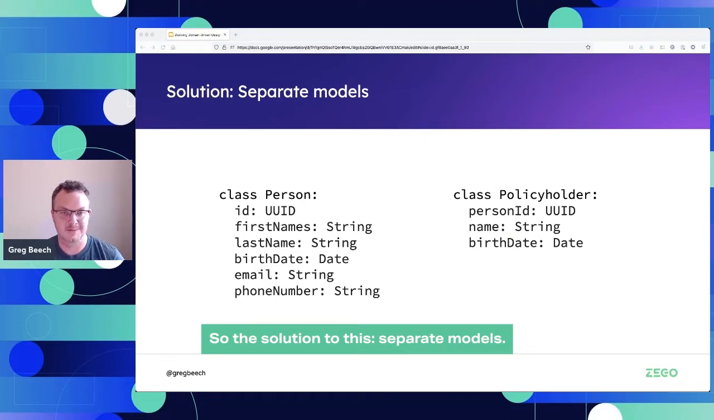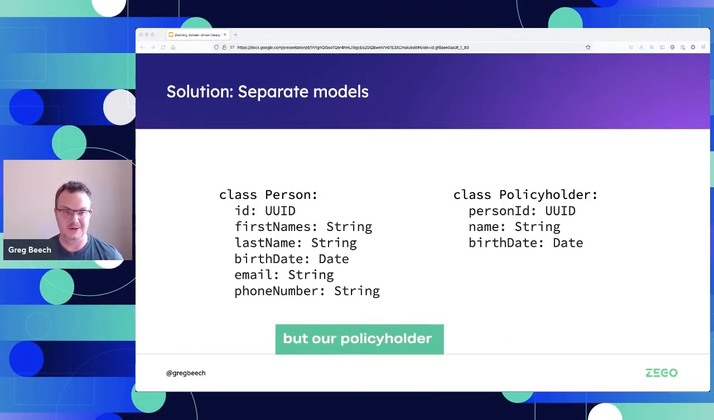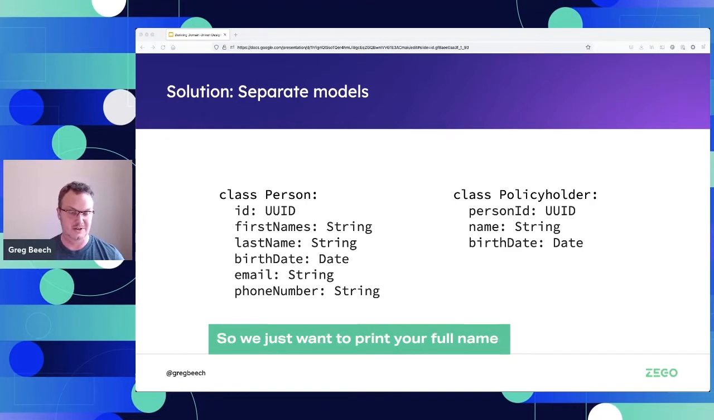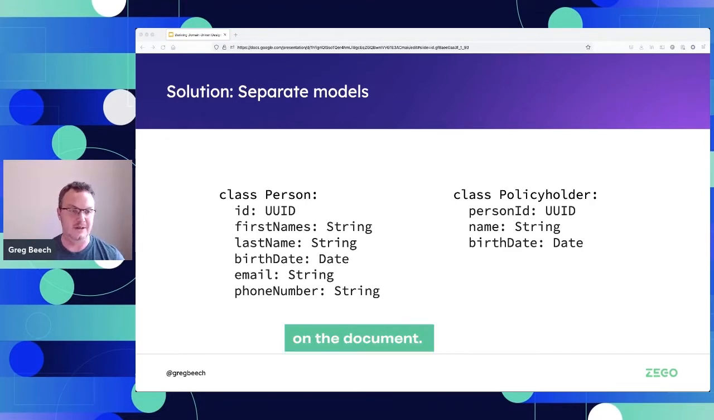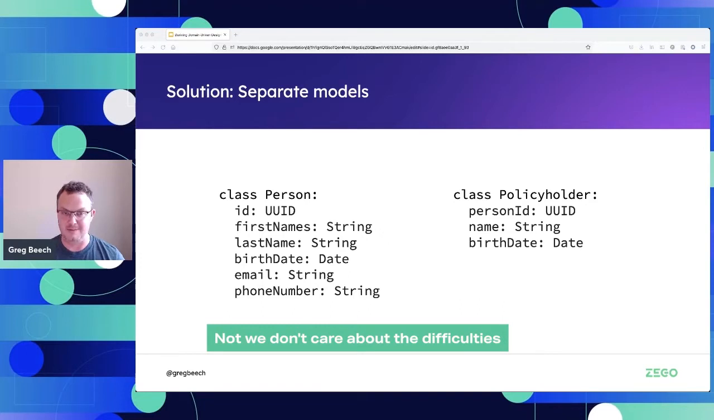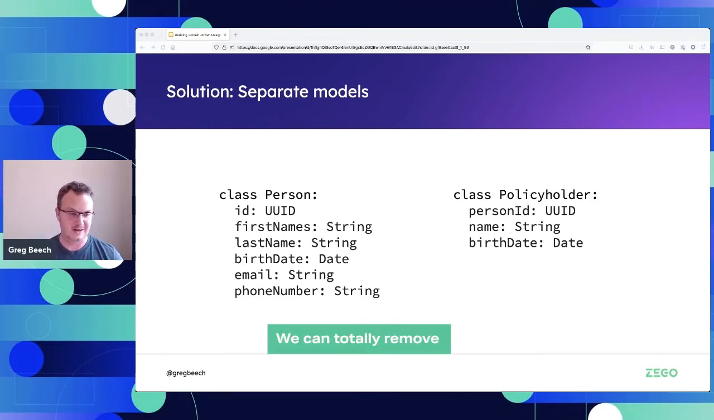So the solution to this: separate models. We model what we actually want in each of these areas. So the person still looks like a person, but our policyholder just has a reference to which person it is. The name, which we can simplify, because actually on a policy all we care about is the legal name. So we just need to print your full name on the document. We don't care about the difficulties of first and last names, and the birth dates. So we can totally remove email and phone number as well.